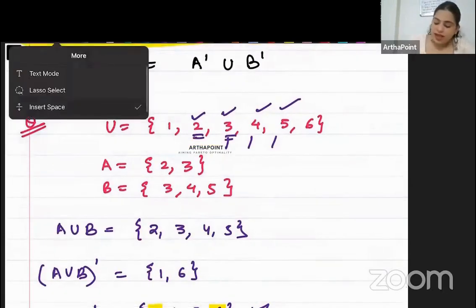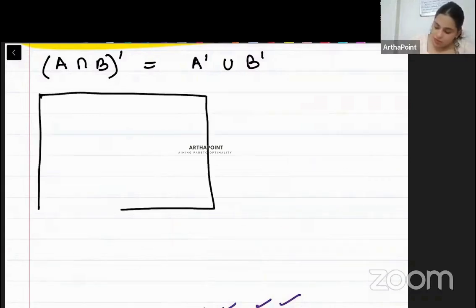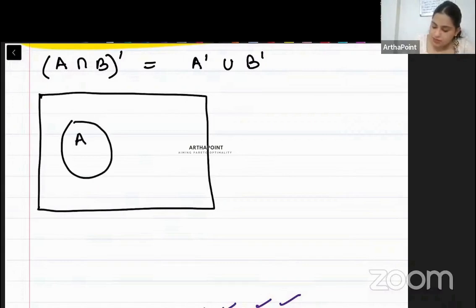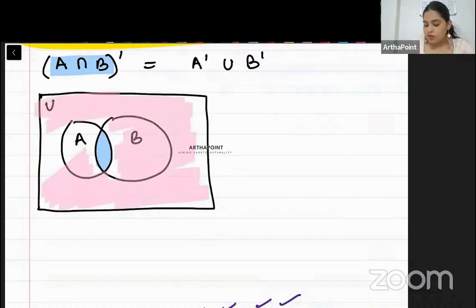But the second one, I want you to try on your own. And what I will do is I will show you through a Venn diagram. So see this. This is A. This is B. This is the universe. A intersection B means common between A and B. That means this. Now, when I have to find its complement, it means everything in the universe except this. Iske alawa sab kuch universe ka. So everything in the universe except this means beta, all of this.